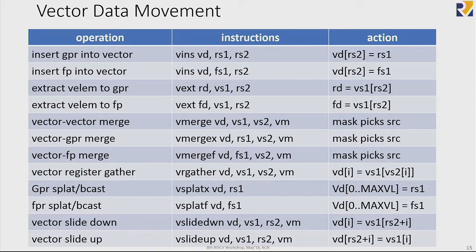You can take a piece of a register and just move it all down. That's going to be really useful for reductions. And by providing this opcode, we hope that implementations will actually be a bit faster than a full register gather. So you'll have to use register gather when you really are completely randomly moving things around. But slide down and slide up should be a little bit better.